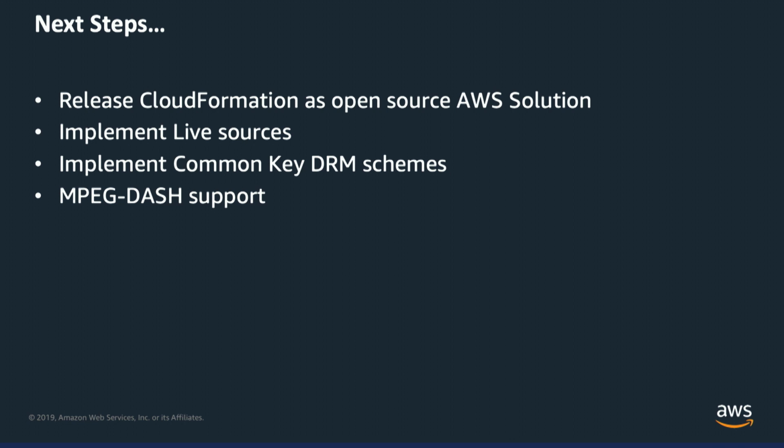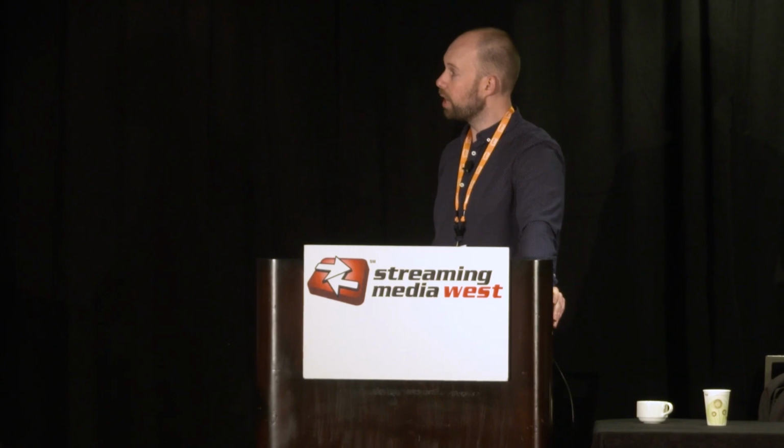Implementing live sources, so you can do that already, but we can't do it through the front end or the API, so having the ability to insert an actual real live source rather than a VOD clip. Implement common key DRM schemes, so the ability to encrypt it and then have it served by a DRM license key server. That would be Fairplay, PlayReady, and Widevine, and then also build in support to generate an MPEG DASH playlist as well as HLS playlist.